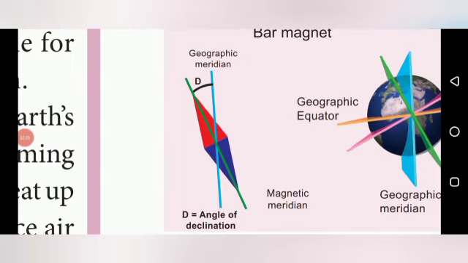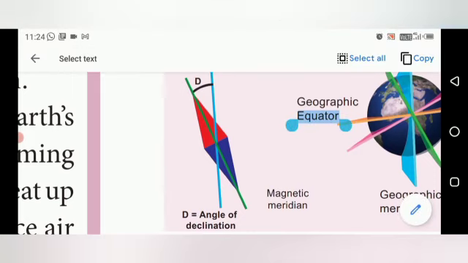First element is magnetic declination. In this declination, that is one of the angles. See this picture. In this picture, the geometric north and south pole is considered as a meridian. So this is called the geometric meridian, and the magnetic meridian represents the north and south pole of the magnet which we use on the surface of the earth.